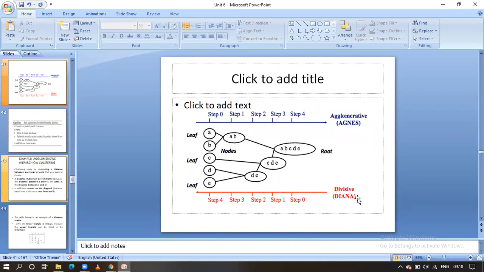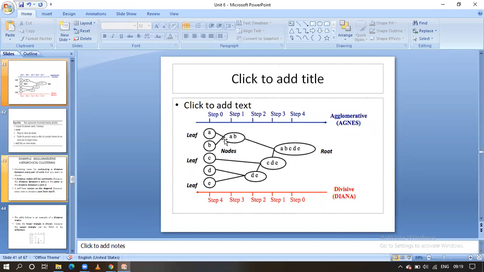Coming to divisive hierarchical clustering, the starting step is that we start from the root node. If any two clusters have dissimilar properties, we divide them into two clusters, like CD and AB, which have dissimilar properties. We divide them, and likewise we proceed.